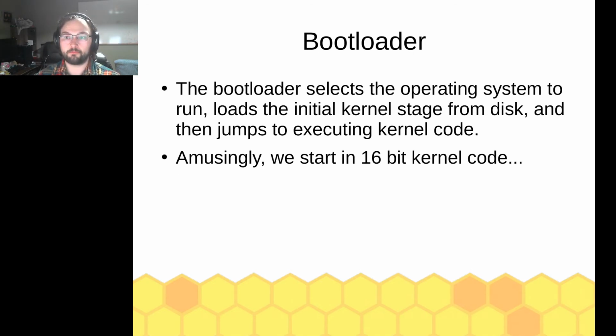All right, so with that, we'll start our story for what we mostly care about for this class, at the bootloader. The bootloader will have selected the operating system. It's going to load the initial piece of the kernel from disk, and then we're going to jump to start executing kernel code. On a modern 64-bit Intel-compatible machine, an AMD64 machine, we start executing 16-bit code for backwards compatibility, just in case the operating system you're running happens to be MS-DOS version 4.